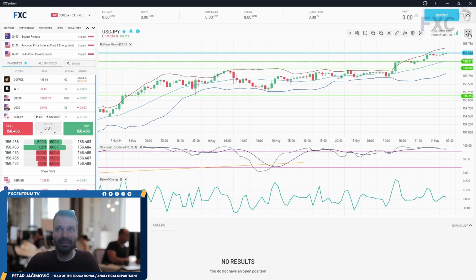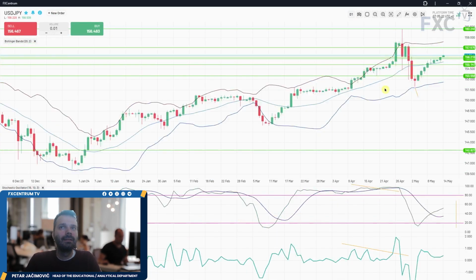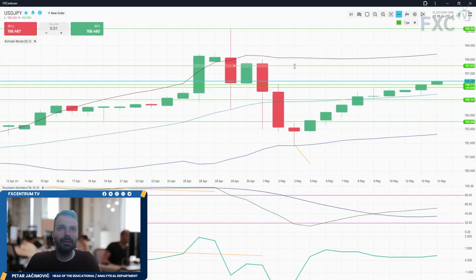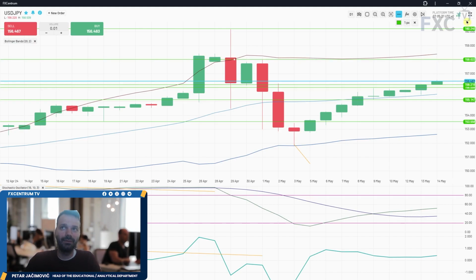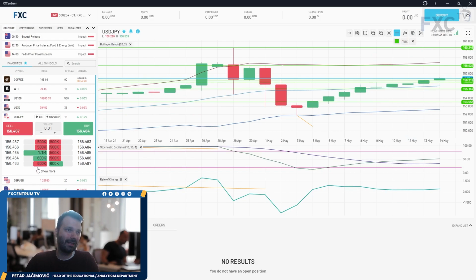So the next upside objective is set, I will say, on the upper Bollinger Band area around 158, 157.90, which is the next upside objective on the USD Japanese yen. So this will be a secondary objective.